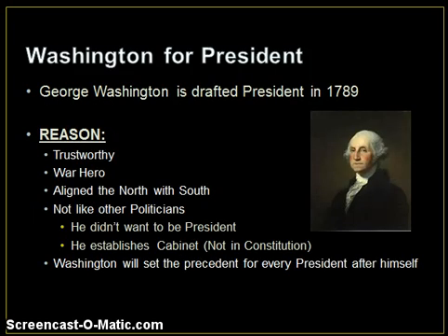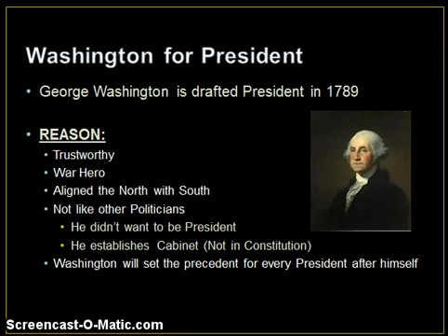So the first order of business for our new Congress is to elect a president. They convene in New York, which is the capital at the time, and they elect George Washington as the first president of the United States in 1789. He is the only president that has been unanimously elected.